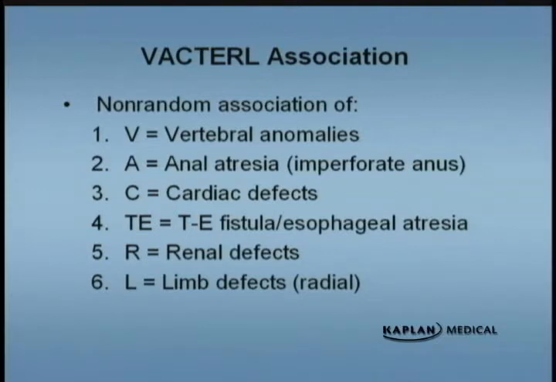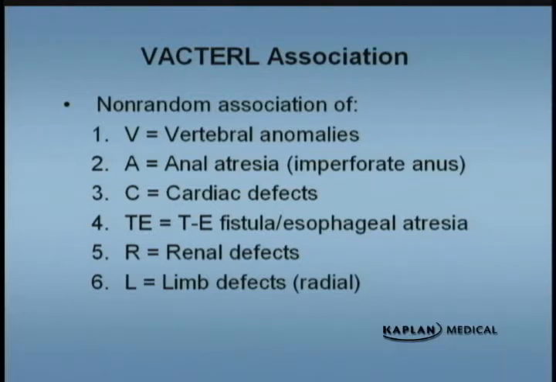The T and the E stand for TE fistula. The R stands for renal defects, so they can have horseshoe kidneys, for example. And the L is for limb defects, such as absent radius. So you don't have to have all of these findings to have VACTERL. You just have to have a couple of them, and you fit into that category.